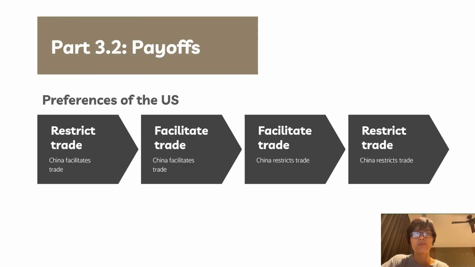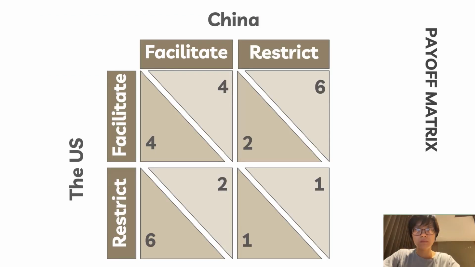Therefore, the worst scenario for the US is that both countries attack each other, and the best case for them is to restrict trade when China still facilitates trade. When China restricts trade, it is better for America to still facilitate trade so that their companies and households do not have to face inflation due to rising prices of Chinese imports. In case America facilitates trade, it is better for them to have China facilitating trade as well. The same argument also applies to China. Having said that, we can construct a payoff matrix as shown here.